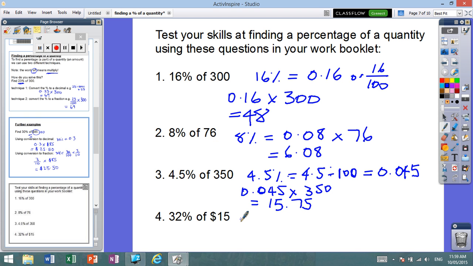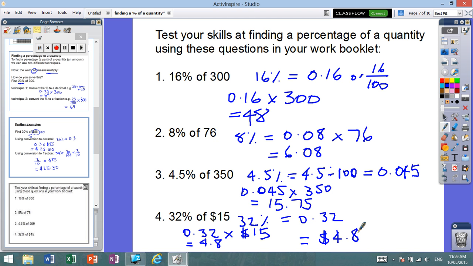Okay, so we've got 32%. 32% is equal to 0.32. So we've got 0.32 times $15. Remember, whatever happens here, we need our decimal points to be to 2 decimal points. So when we look at this, we end up getting the answer of 4.8. It is important that you recognize that 4.8 is the same as $4.80. Okay, you need to put the 0 on there.